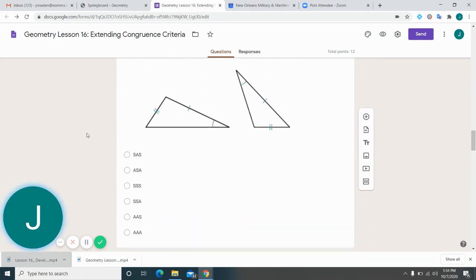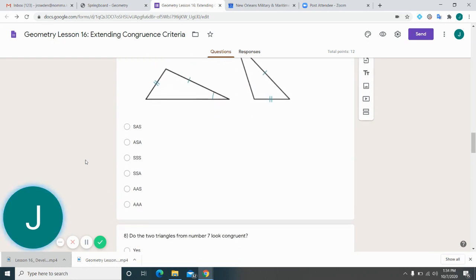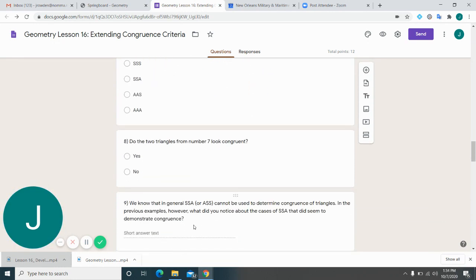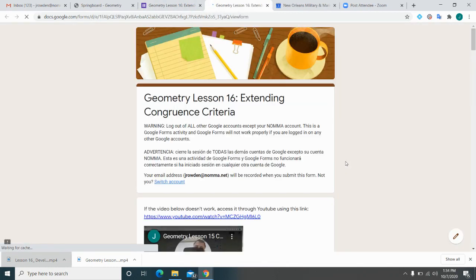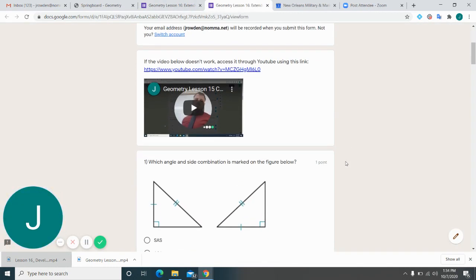Okay, so 1 through 8 are the same thing over and over. And then number 9, I want you to see if you notice a pattern there. So go ahead and look through those, and then I'll look at them with you. So press pause, do 1 through 9, and then press play.